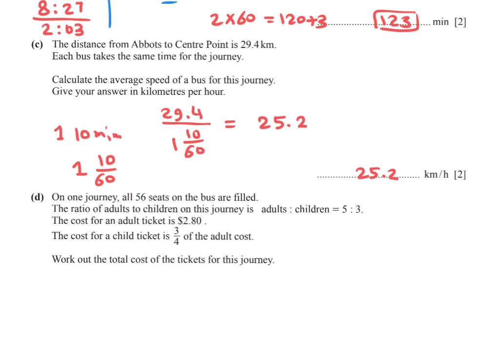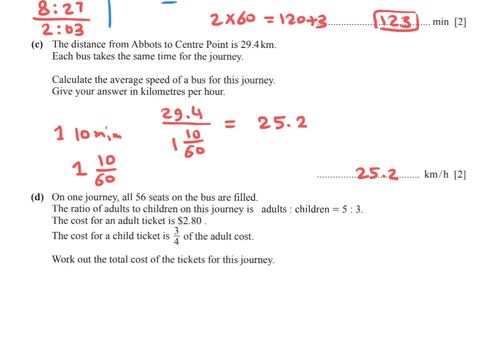Now for D. On one journey, all 56 seats on the bus are filled. The ratio of adults to children on this journey is 5 to 3. Adults to children, 5 to 3. The cost for an adult ticket is $2.80. The cost of a child ticket is 3/4 of the adult cost. Work out the total cost of the tickets for this journey. To find the total cost, we need to find the number of adult tickets and the number of children tickets. The ratio between them, 5 to 3.